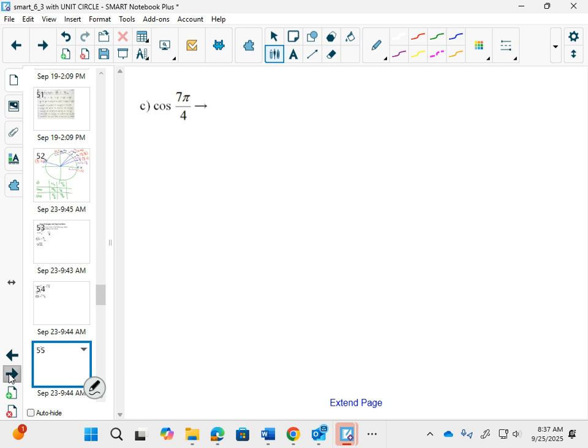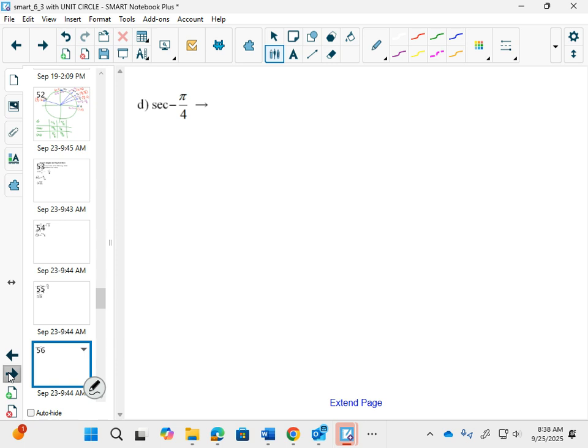Cos of 7 pi over 4. I know my reference angle is the pi over 4 family. And 7 pi over 4 is in quadrant 4. So I know that cos is root 2 over 2. Then I think in quadrant 4, oh, it's going to be positive, so it stays root 2 over 2. And then we can do all of the other ones as well.